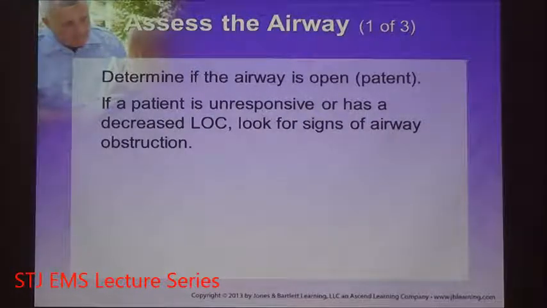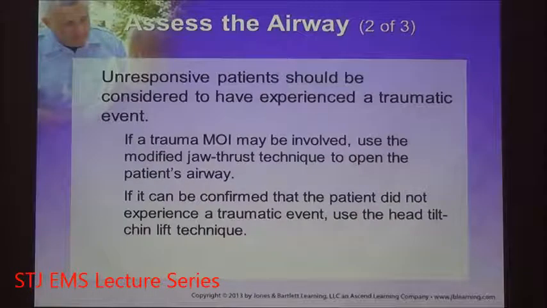Most common form of airway obstruction in an unconscious patient is the tongue. That's why we like to use oropharyngeal airways or nasopharyngeal airways to control the tongue from falling in the back of the throat and obstructing. If you're concerned about mechanism of injury, you want to use the jaw thrust. If you're not concerned about mechanism, if this looks like a medical patient to you, found unresponsive in bed, for instance, then the head tilt chin lift is appropriate.